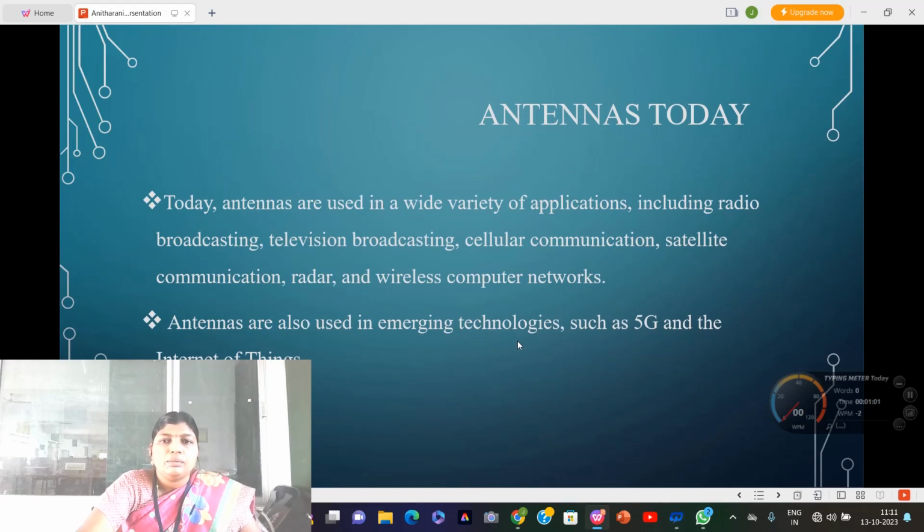Antennas today serve a variety of applications, including radio broadcasting, television broadcasting, cellular communication, satellite communication, radar, and wireless computer networks. Emerging trends in antennas, such as 5G and the Internet of Things, play a major role in this world.